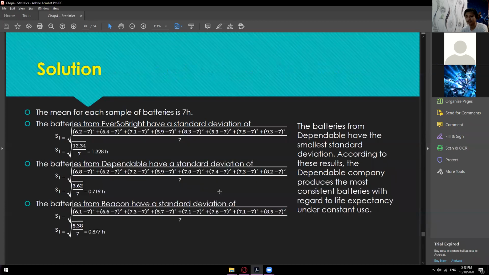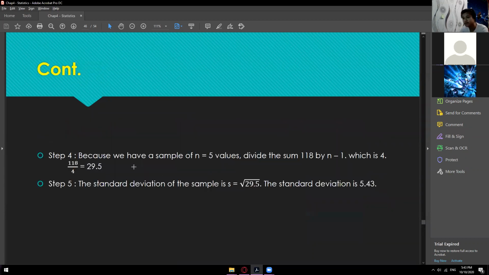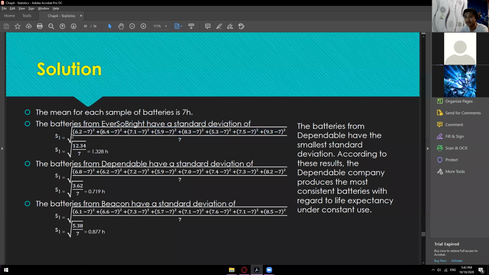This one has an excess of 9.3. Very worth it. So here we have the batteries of Ever So Bright, the batteries for Dependable, and the batteries for the Beacon. If you notice, this is the shortcut. Instead of making the 5 steps from earlier, with tables, step 3, step 4, step 5, you can do it in one go. It's just the summation of the product of the data. Then, whether it is a sample or a population: for a population, you divide by 7, and for a sample, you divide by 7 minus 1, so 6. In this case, it is a population. That is the total of the products of the data.